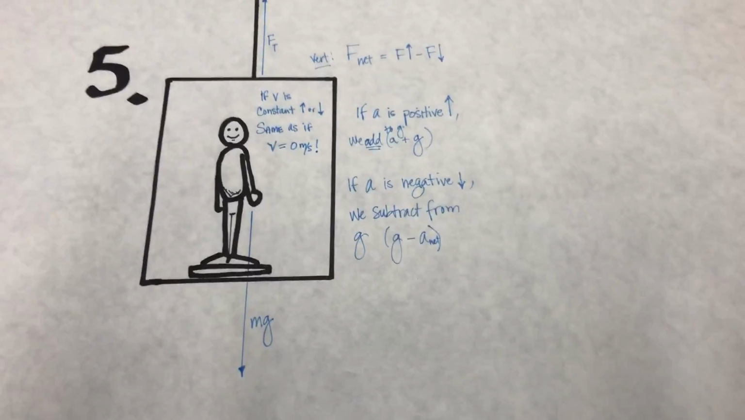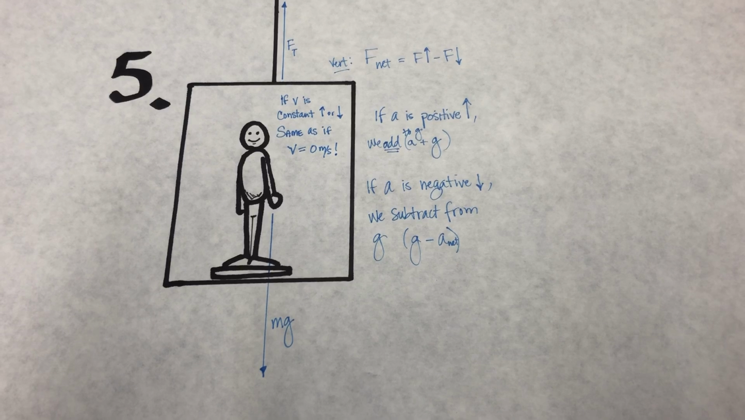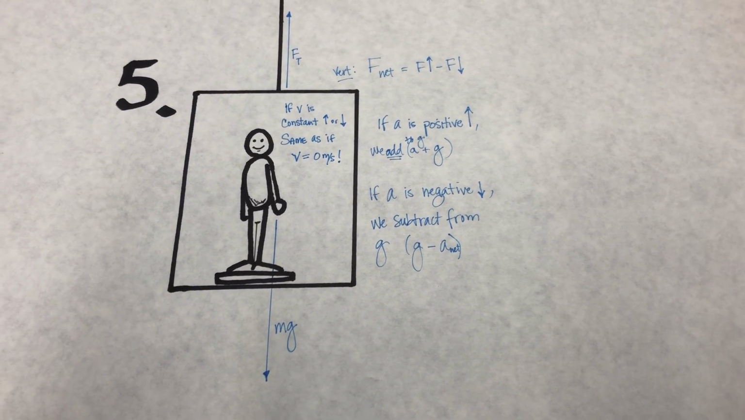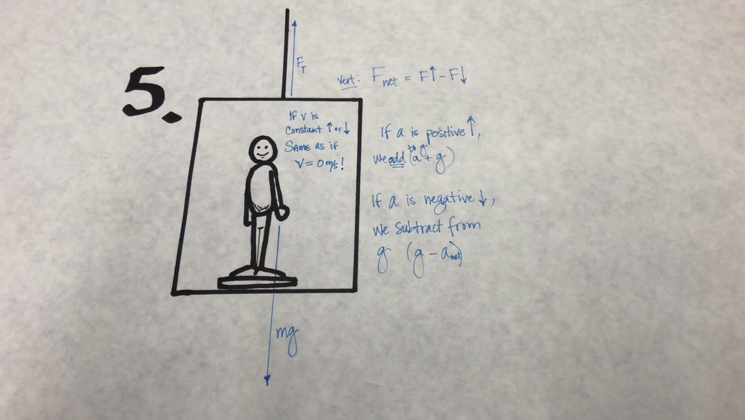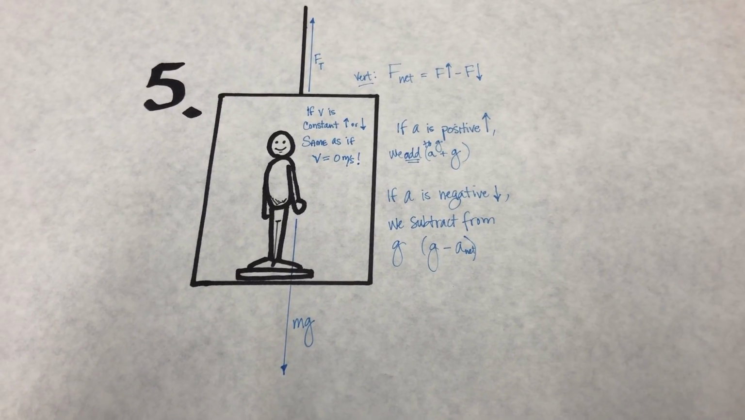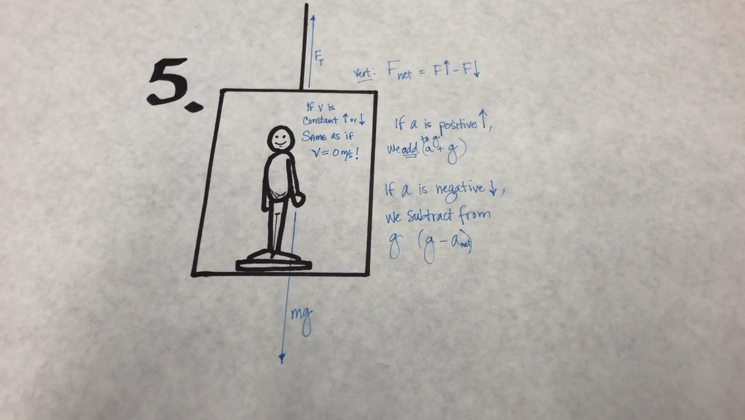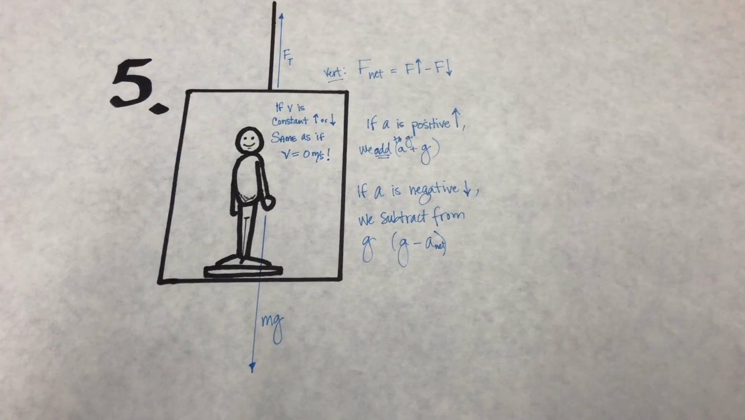All right, problem number 5. A 65 kilogram person is standing on a scale in an elevator. What will the scale read in newtons if the elevator is A, moving up at a velocity of 3 meters per second, B, accelerating upward at a rate of 2 meters per second squared, C, moving downward at 5 meters per second, and D, accelerating downward at 1.8 meters per second squared?